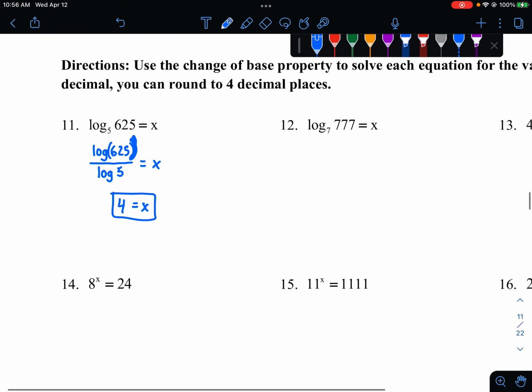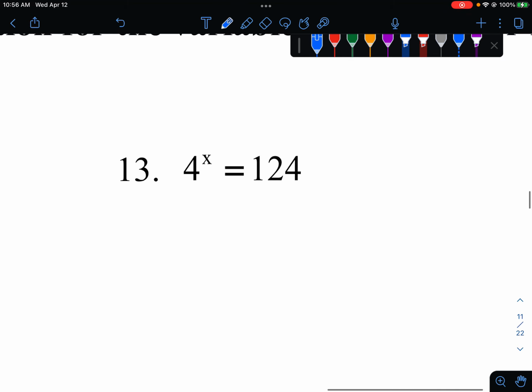And remember, we do not want to reduce. So I know that 5 goes into 625, but I cannot reduce that, because it's inside of the log. This one, I'm going to circle up. So I'm going to get log base 4 of 124.